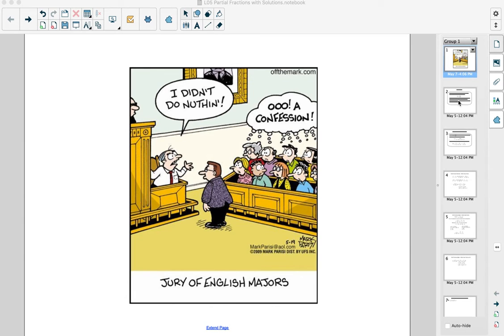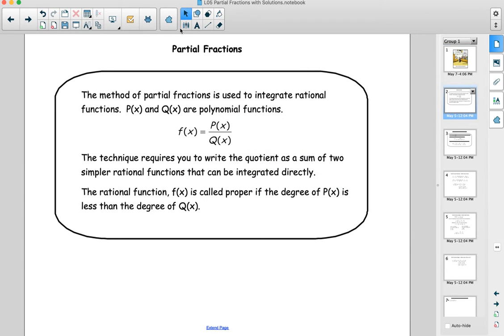All right, moving forward. The method of partial fractions. When can you use it? If you have a rational function, you can use this method of partial fractions. So it has to be a rational function. And remember, that means P and Q are polynomial functions. So we're not going to be seeing any of this kind of stuff. We will not be able to use partial fractions if it looks like that. So the exponents are going to have to be whole numbers.